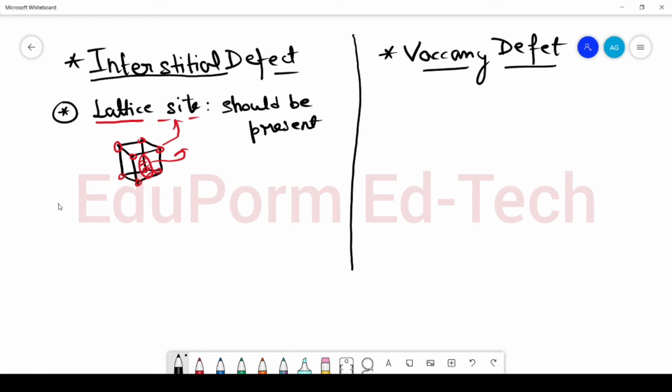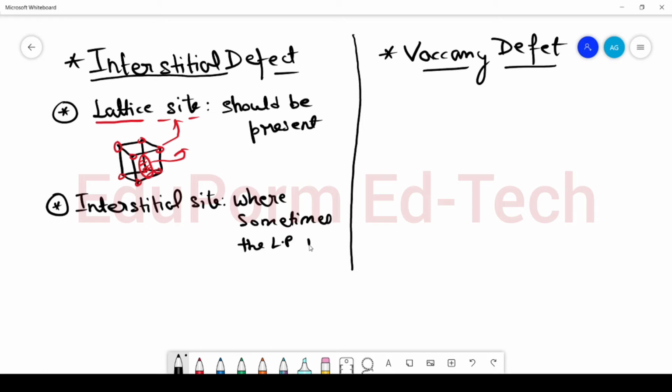And there is one more site, which is called the interstitial site. Now what is this interstitial site? It is a site where sometimes the lattice point is present, and we define it as the site other than the lattice site in a crystal geometry.